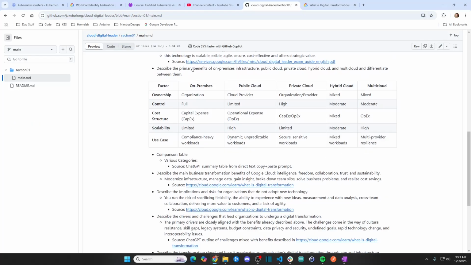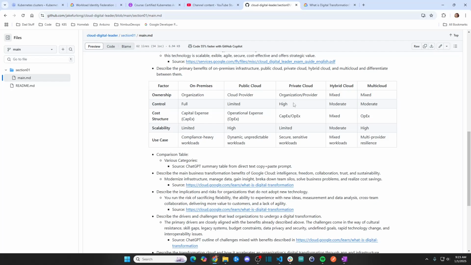Next, we describe the primary benefits of on-prem, public cloud, private cloud, hybrid cloud, and multi-cloud. So what I did was I took all the source documentation from What is Cloud Computing, put it into ChatGPT and asked it to make a markdown table that I can use to explain the differences and kind of the benefits between them.